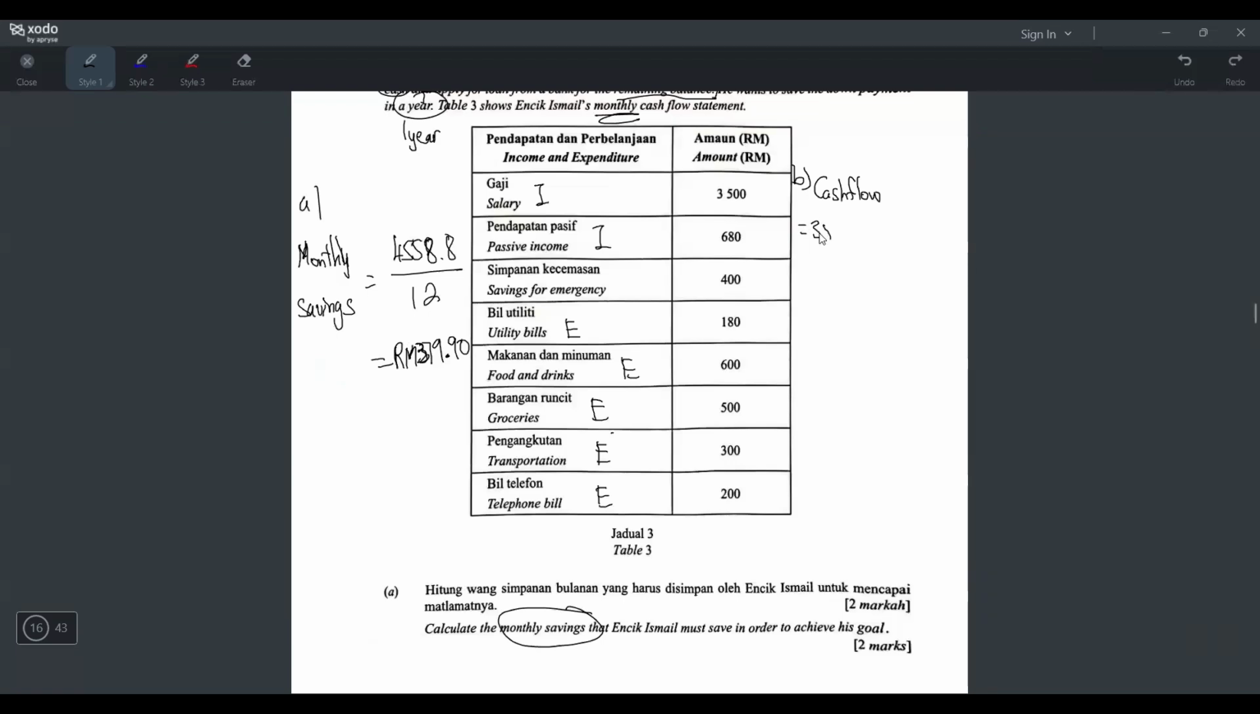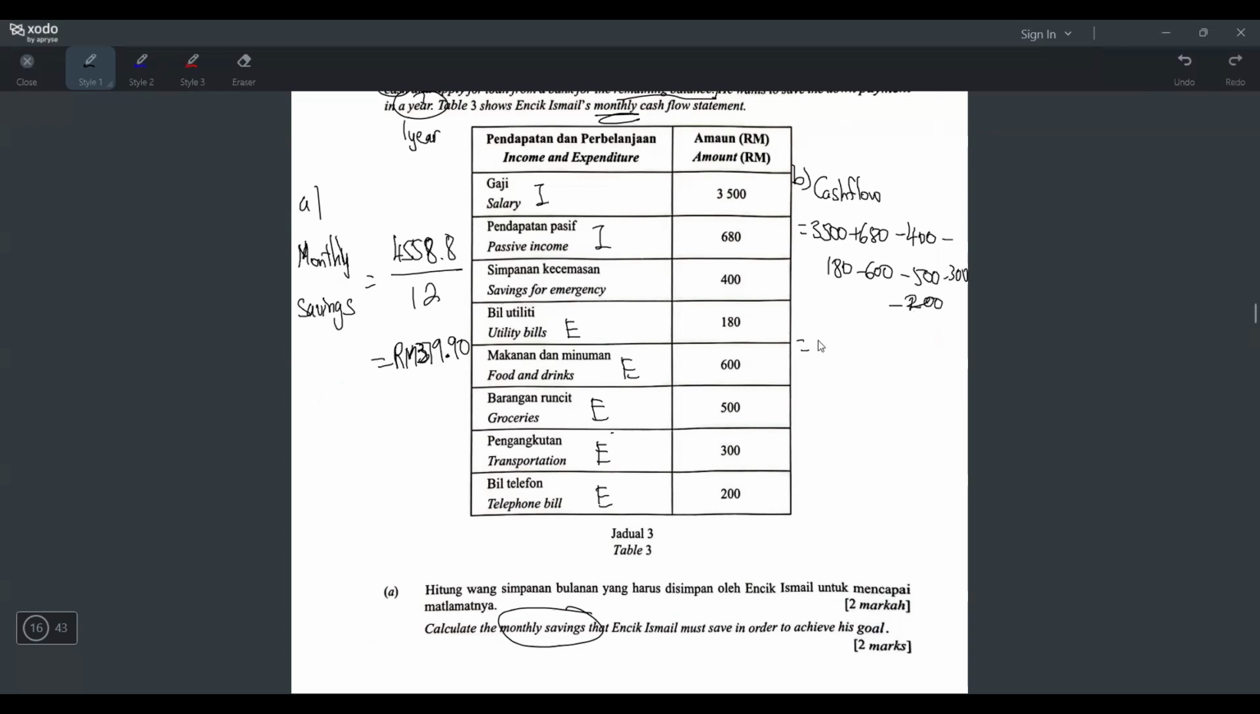So total income 3500 plus 680 minus all the expenses. Okay, savings is not expenses, but savings means you ambil duit tu, you simpan for emergency case. So it means this have to minus also. Okay, and then minus 180, minus 600. Ini semua expenses, so minus semua lah 500, minus 300, minus 200.